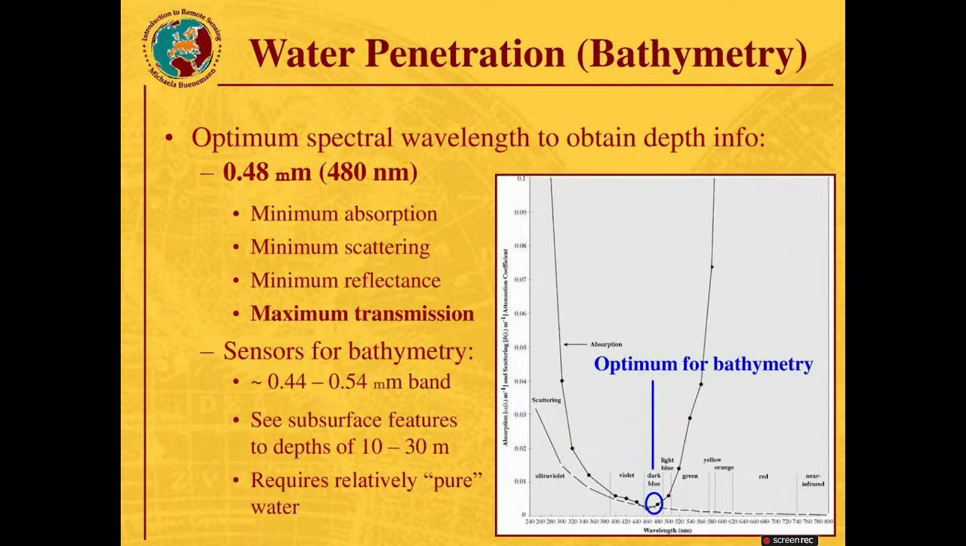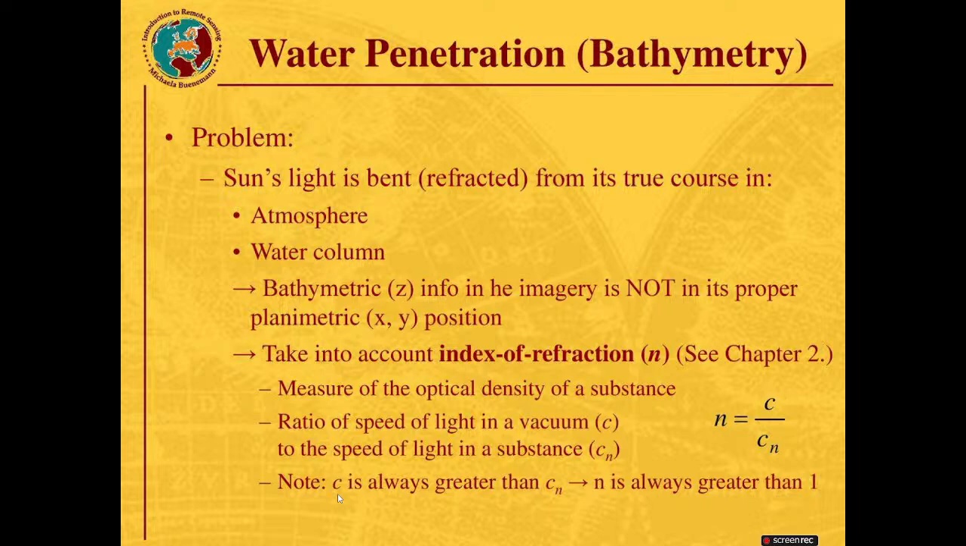Okay, so now we talk about water penetration and bathymetry. Water penetration mainly identifies the optimum spectral wavelength to obtain depth, which is about 480 nanometer. This penetration displays minimum absorption, minimum scattering, minimum reflectance and maximum transmission. This is called the water penetration of bathymetry. And this is a theoretical part, not much. Also, you can get some penetration problems because the sun's light is bent or refracted as it passes through the atmosphere and the water column, okay.